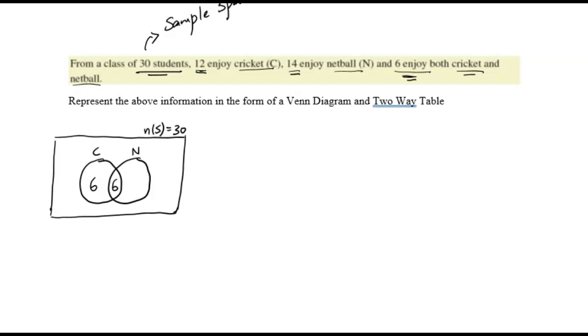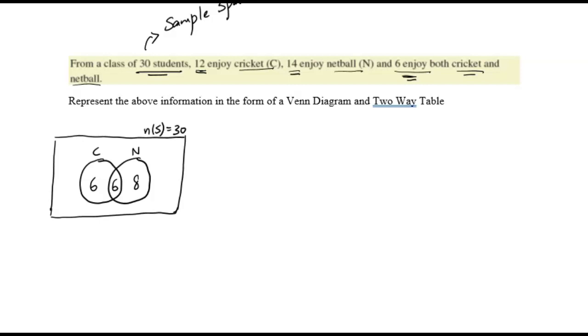And then similarly, if I talk about netball, there are 14 students who like netball. Now we already used up 6 in the middle number, so 14 minus 6 gives us 8 students who just like netball. Now if I add the 3 numbers that have been given, 6 plus 6 is 12, and 12 plus 8 gives me 20 students.